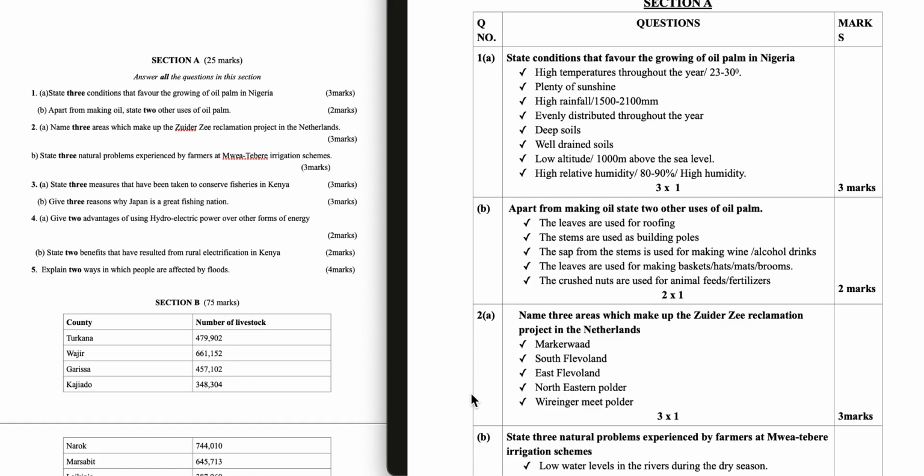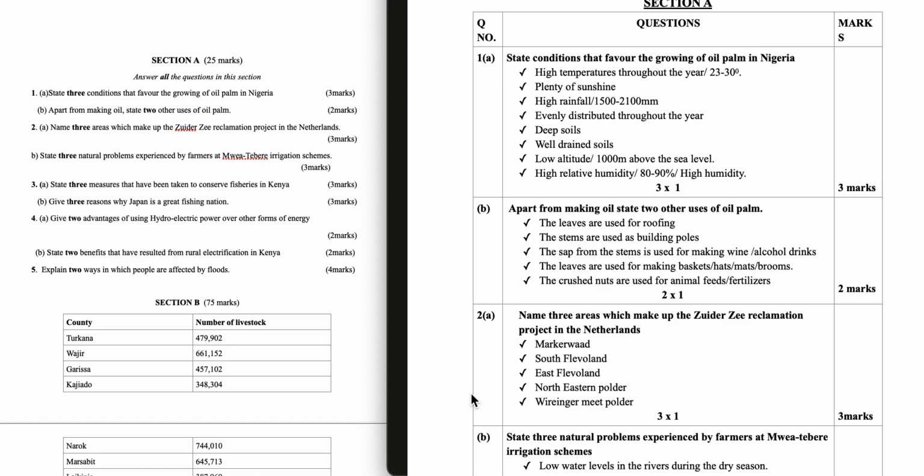Question 1B. Apart from making oil, state 2 other uses of oil palm. The leaves are used for roofing. The stems are used as building poles. The sap from the stems is used for making wine. The leaves are used for making baskets, hats, mats, brooms. The crushed nuts are used for animal feeds.